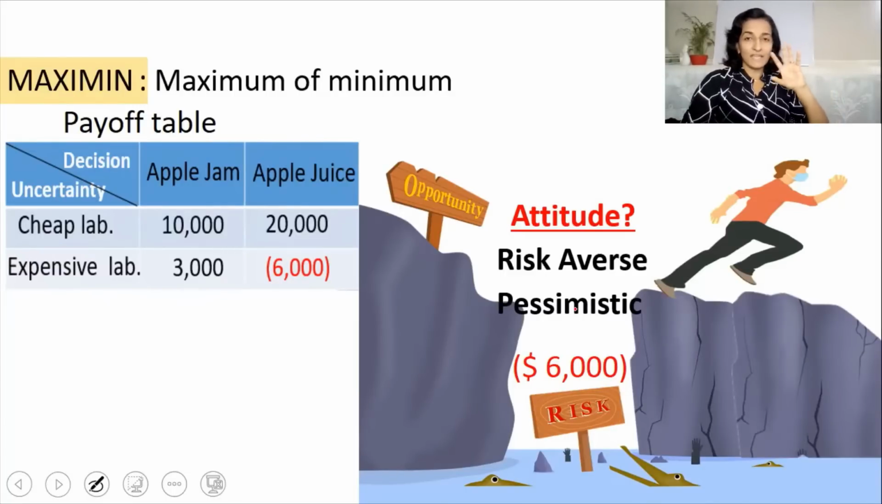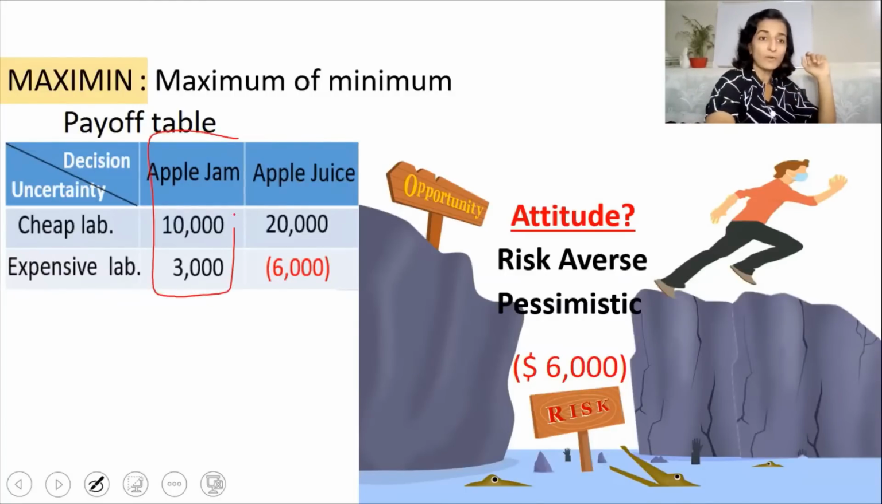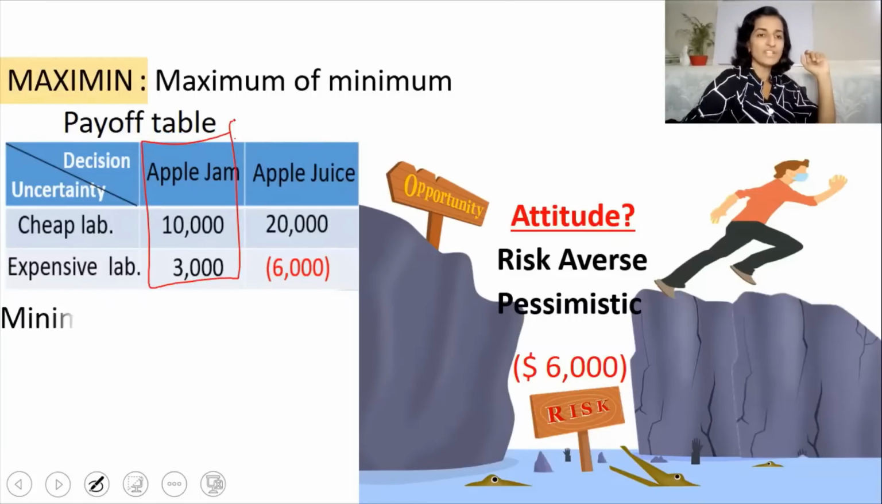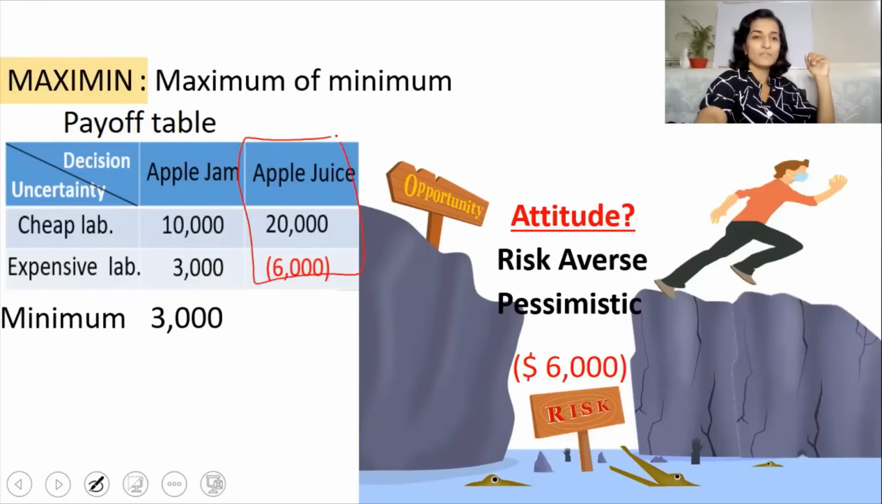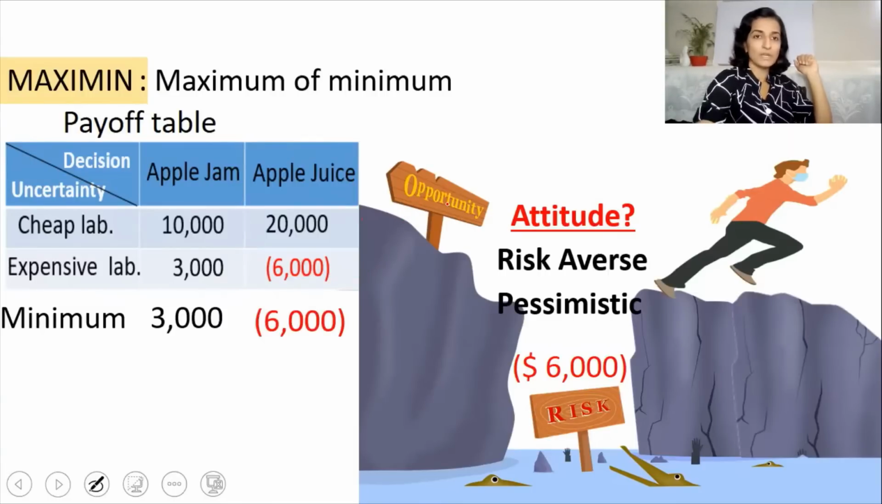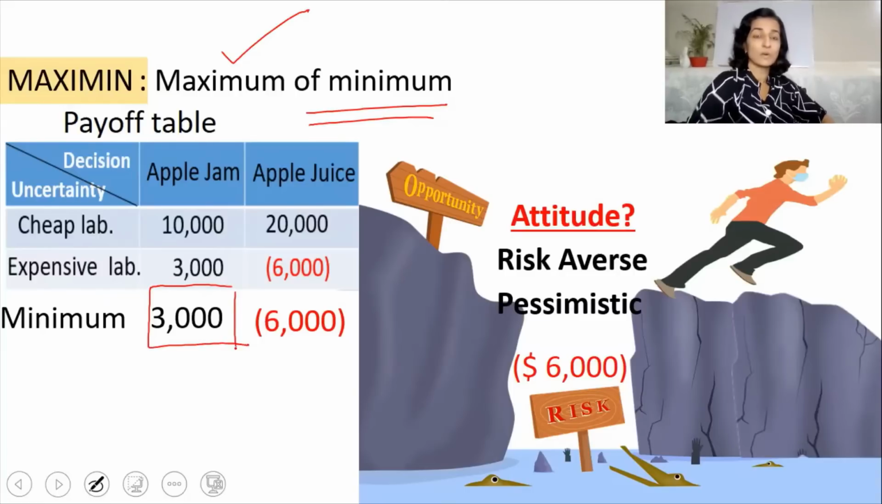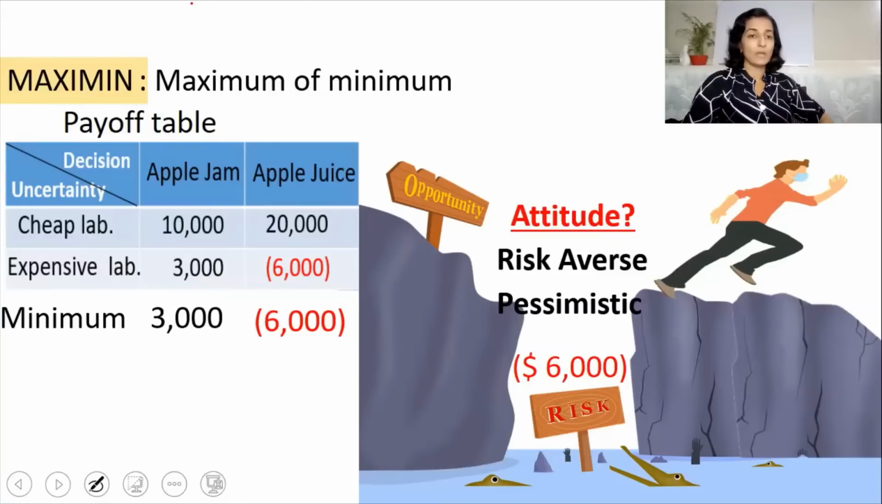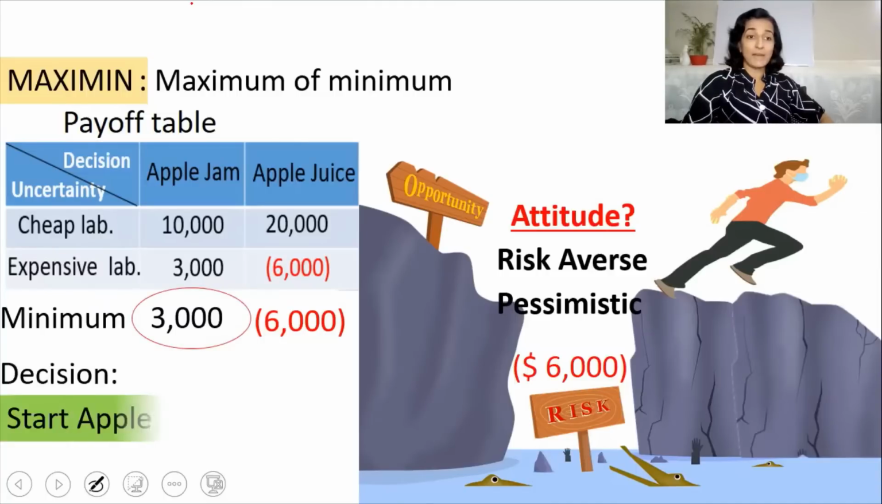So what he will do is, he will first select the minimum profits of each of the decisions. So what is the minimum profit of the apple jam business? It is $3,000. So we note that amount. And what is the minimum profit of the apple juice business? It is negative $6,000. So we note that too. So we have selected the minimum profit of each of the decisions. Out of this, we will select the maximum. So we will select $3,000. That is why it is called maximum of minimum or the Maximin approach. So Adam will start the apple jam business.